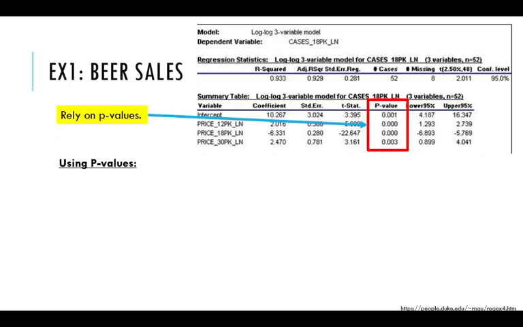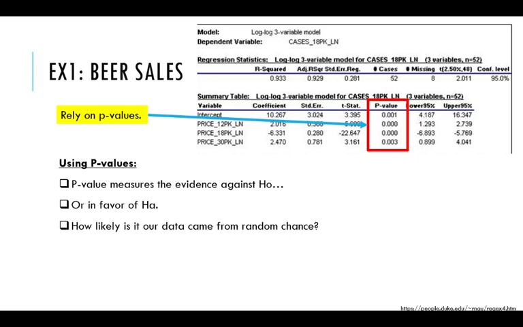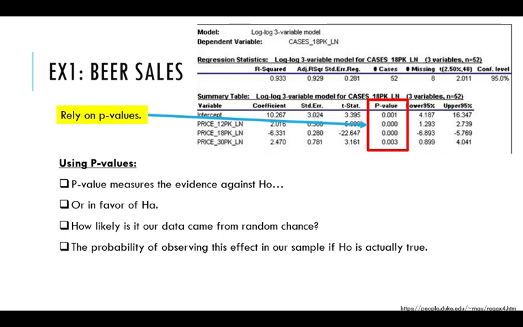Now let's look at our p-values, because remember, that's a shortcut. Your p-value measures the evidence against the null hypothesis, or in favor of the alternative hypothesis. So your p-value is asking, how likely is it that our data came from random chance? So it's the probability of observing this effect in our sample if H0 is actually true. So if the null hypothesis is actually true, how likely is it we would have made an error, that we would have gotten this result?